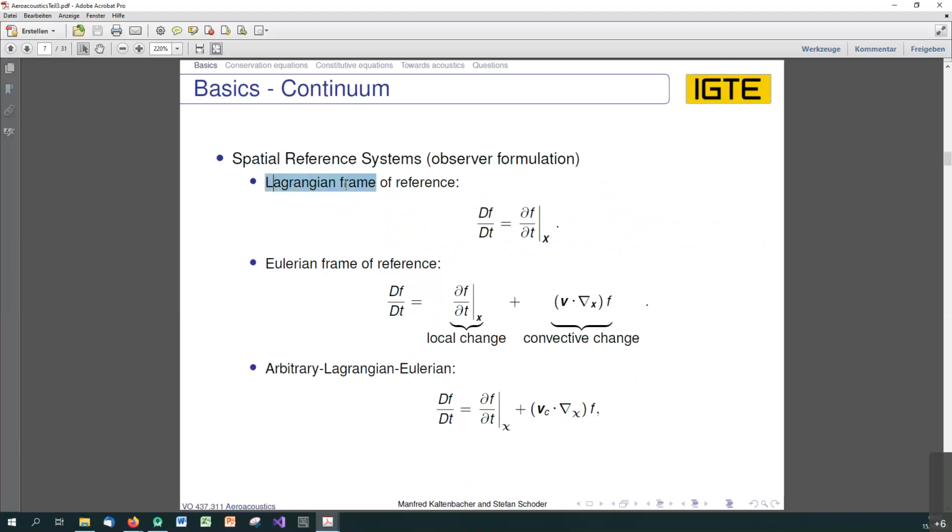If you have a Lagrangian reference frame, then the total change is the same as the partial change, because you're already traveling with your substance. In the Eulerian frame, the total change is the sum of the local change and the convective change.